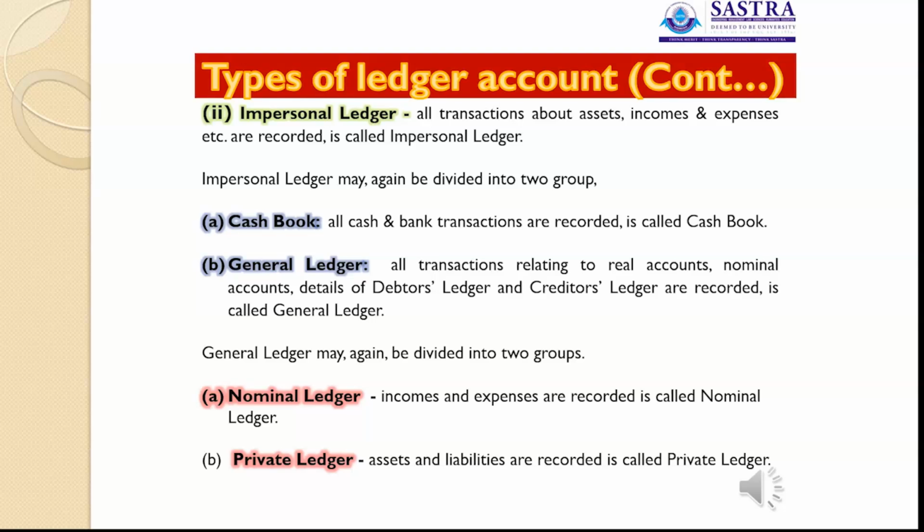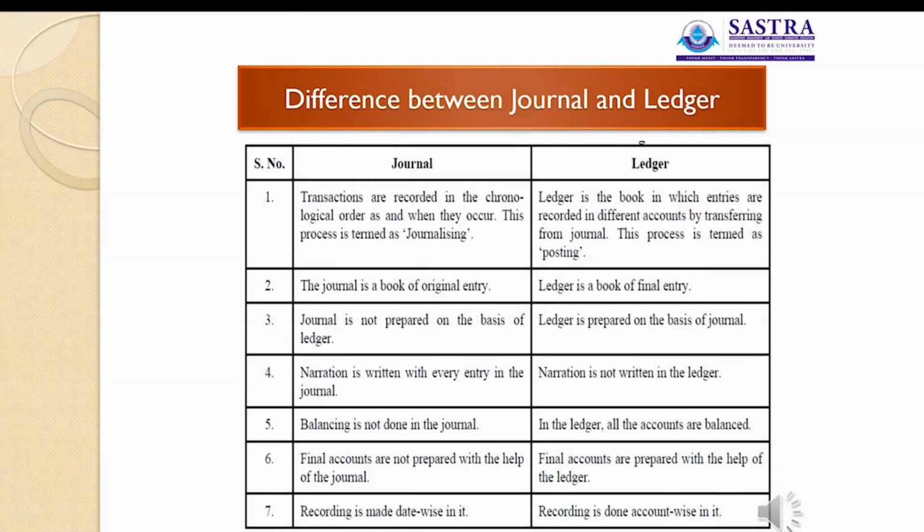Then private ledger. The ledger where all transactions relating to assets and liabilities are recorded is called private ledger. Is it clear? Okay. Let us see the difference between journal and ledger. Here the transactions are recorded in a chronological order.